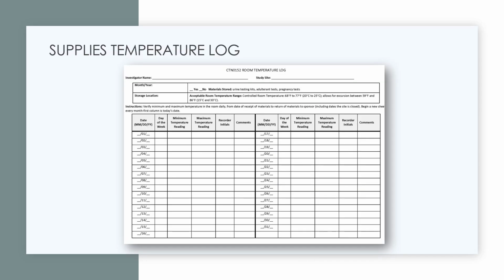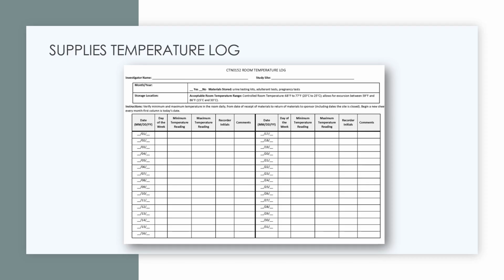If you've ever done a CTN study before, you've probably seen this one. The study temperature log will be pre-completed with all the acceptable temperature ranges. Site staff will enter the investigator and site names, the month and year being tracked on this sheet, the storage location, and the study article or articles stored there. Each storage location should have its own temperature log.